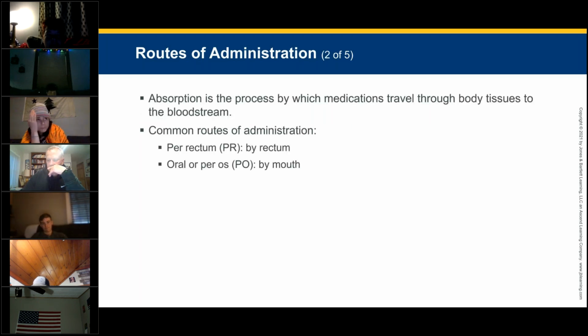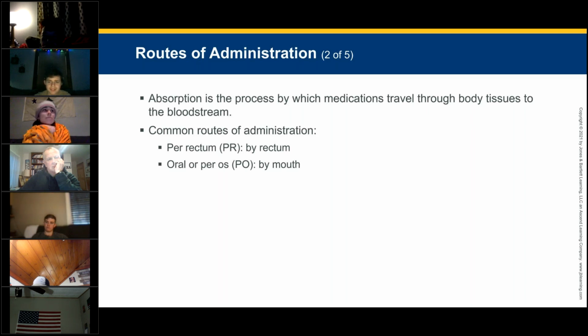Absorption is the process by which medications travel through the body tissues to the bloodstream. Some of the common routes of administration are per rectum or PR. This provides a reliable absorption. It says easy to administer, but I tend to disagree with that. But anybody have any idea of a common medication that would be administered PR or per rectum?